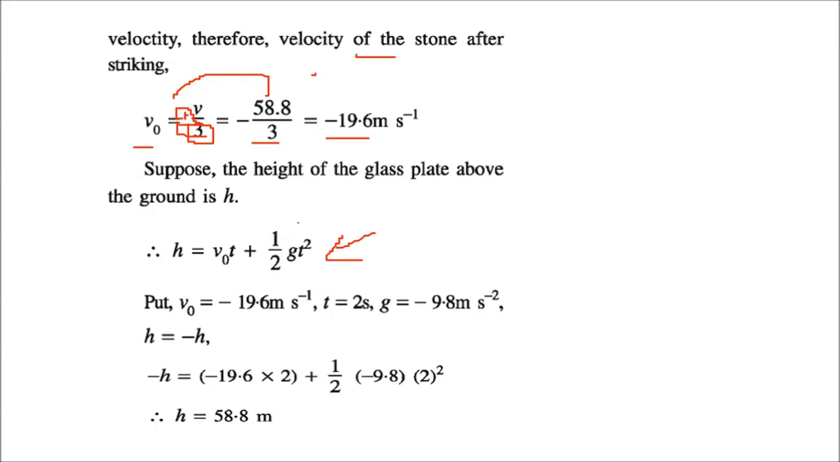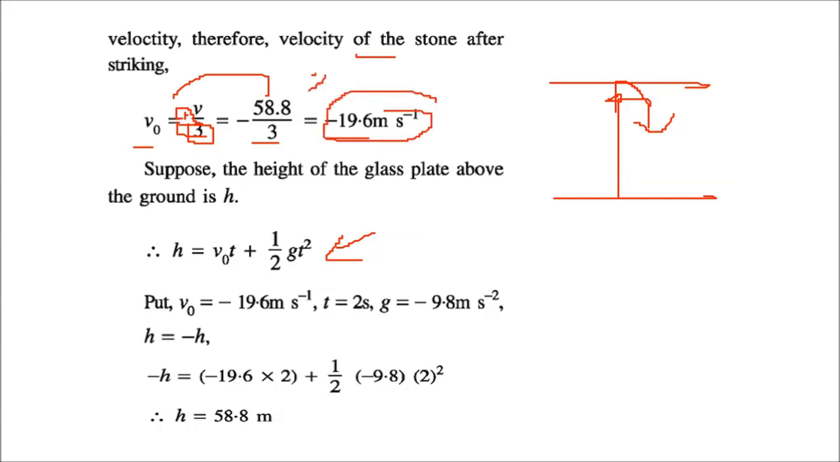The height of the glass plate above the ground, that means it is being thrown like this. So this is the glass plate. After this it reduces by 2 by 3 and then is going to come back or wherever it goes. So h equal to v0t plus half gt square. v0 we just found out to be 1/3 of this velocity. The time is 2 seconds as given in the question.